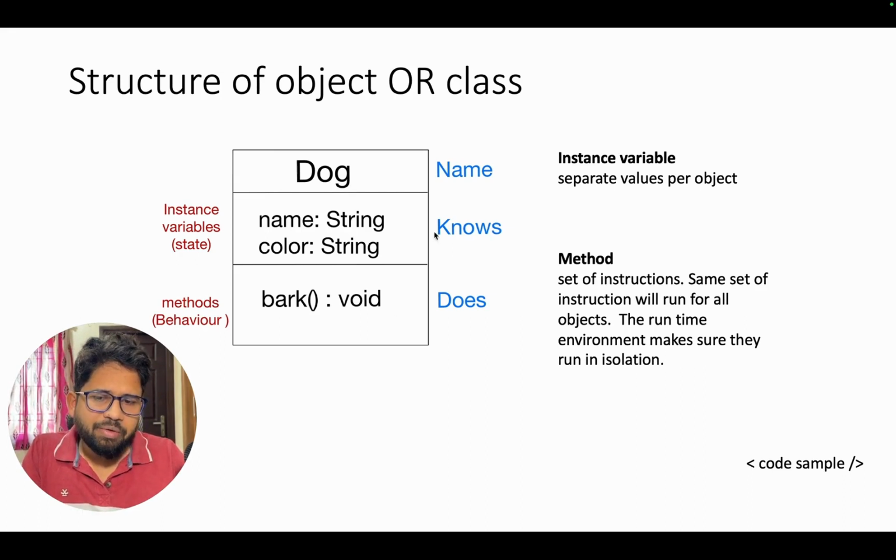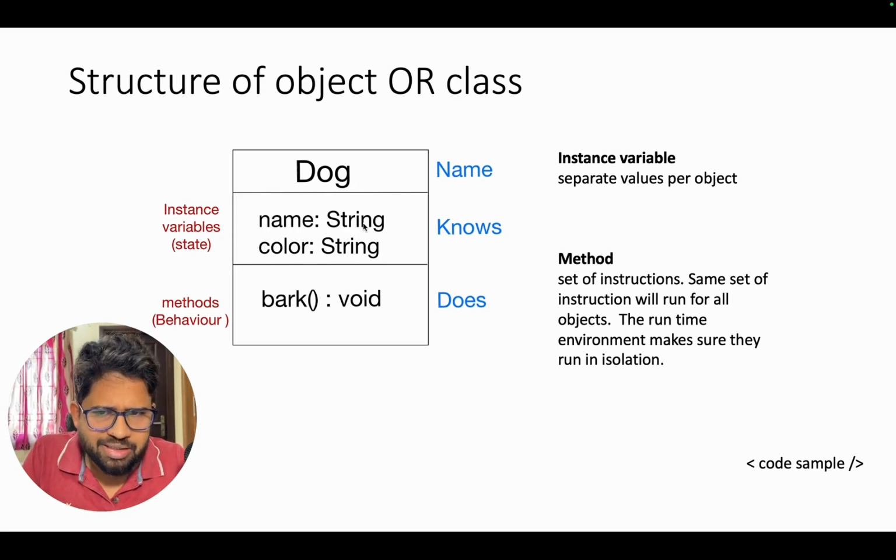While the knows part, that is the state part, is separate for all objects, the method part is shared among all the objects. So now let's quickly move on to the code example to see how objects are declared. The same stuff you can see through code as well.